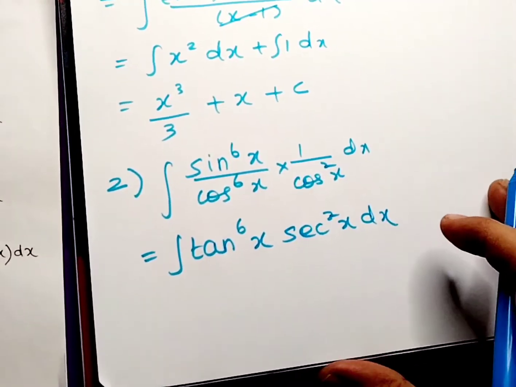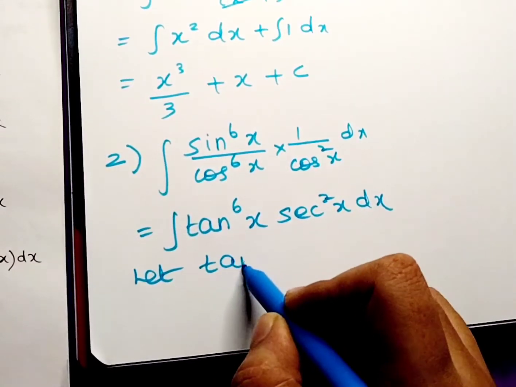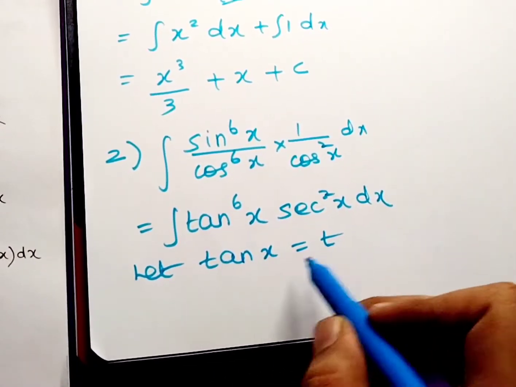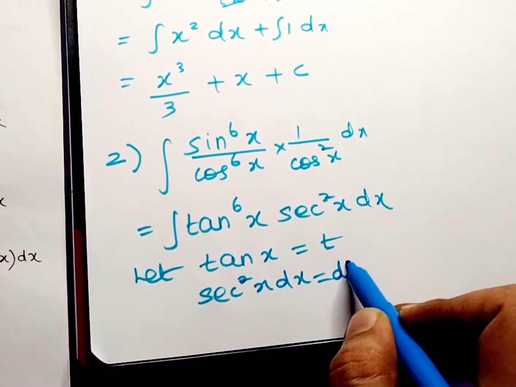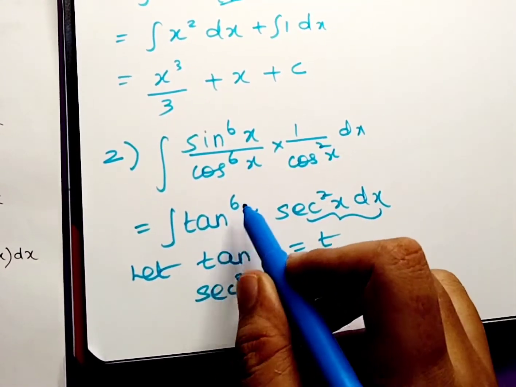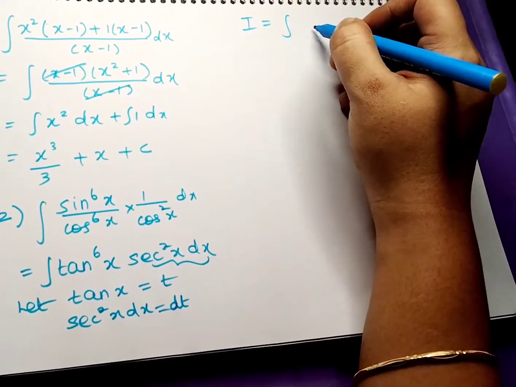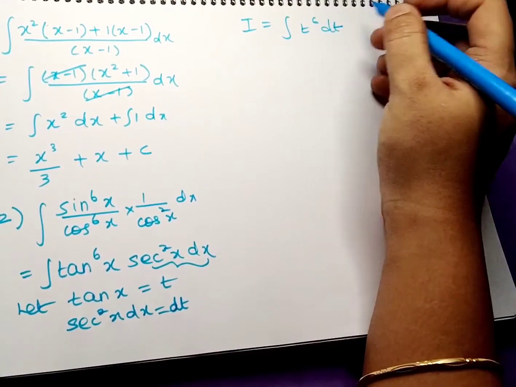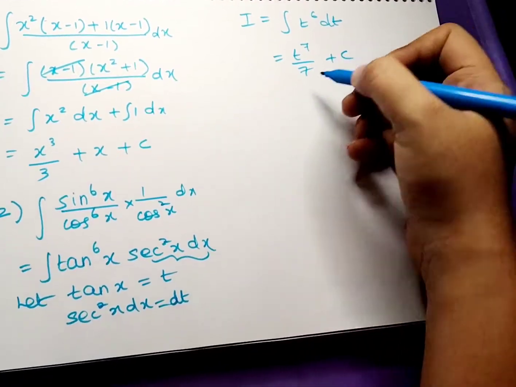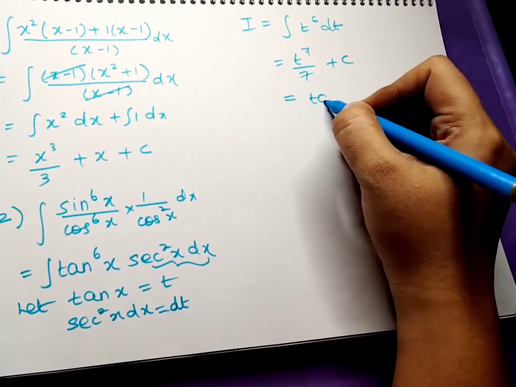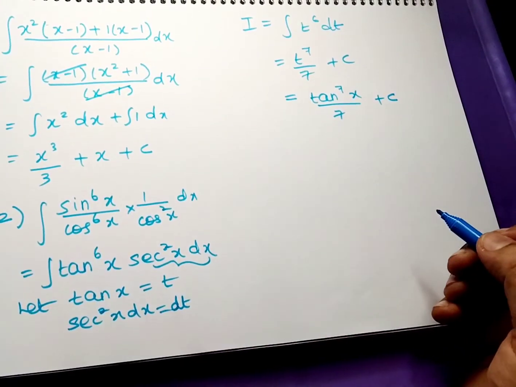We'll do it by the substitution method, taking tan x as t, because the derivative will be secant square x. Only tan x we are taking. When we differentiate both sides with respect to x, we get secant square x dx, which can be replaced as dt, and this as t power 6. So if we take the question as I, that will be integral t power 6 dt. Apply the power rule. It will be t power 7 by 7 plus c. Replacing t, it is tan power 7x by 7 plus c, the final answer.